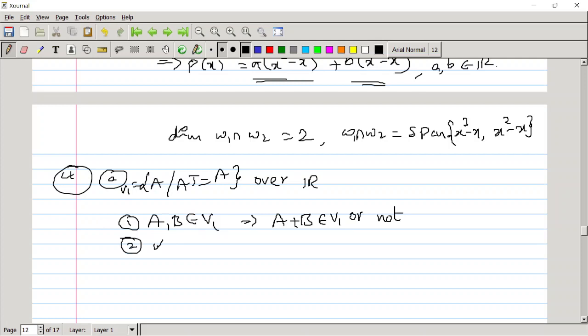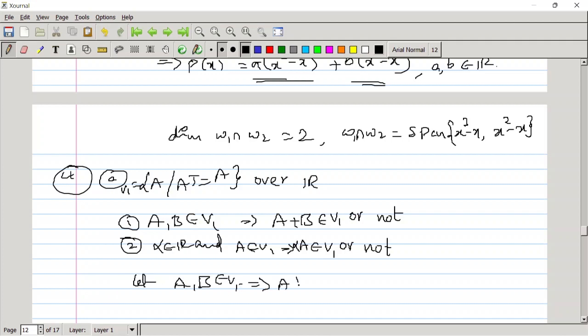And similarly, whenever alpha belongs to R and A belongs to V1, we have to check whether alpha times A belongs to V1 or not. I think one can check this easily. So let's take A and B belonging to V1. That implies we have A transpose equal to A and B transpose equal to B, because those two are symmetric matrices.